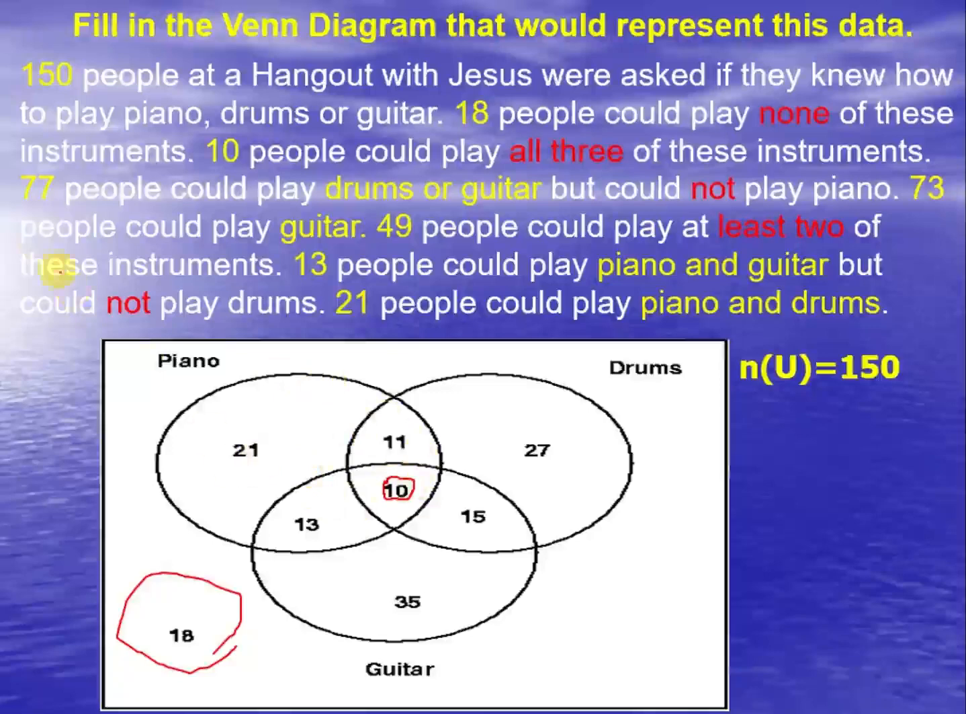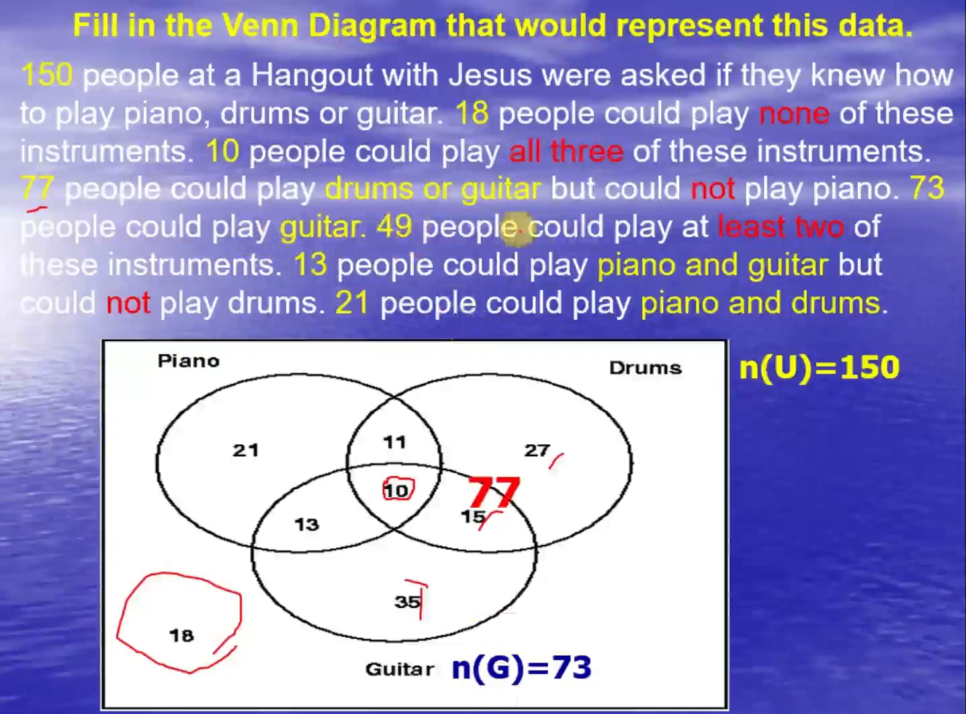But I think 77 of them. So when I add 35 plus 15 plus 27, it should give me 77. It should give me 77 because 77 people could play drums, guitar, or piano. So they will all be in the sum. You sum them, and that will give you 77.